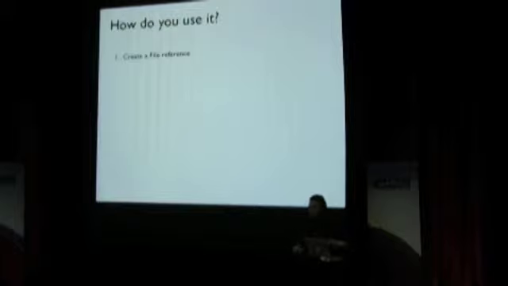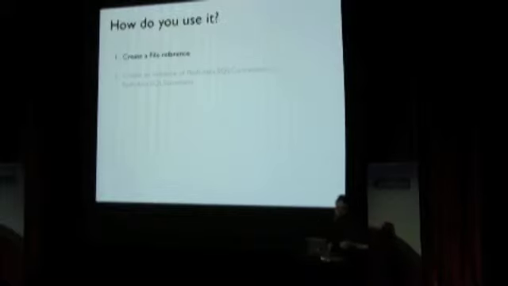So how do you use it? Well, it's easy. 5 steps. I'll walk you through it. The first one is creating a file reference. You've all seen the file API today. We've looked at how to create and read files. Well, you use that exact same API to create a file in the file system.